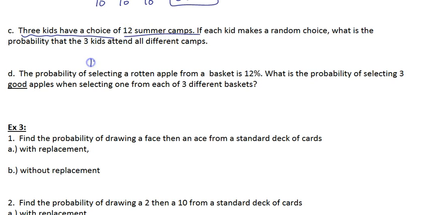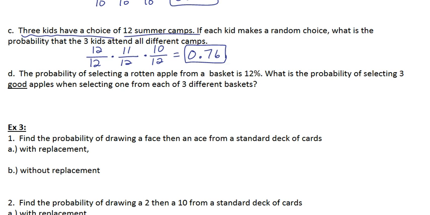All right, so there's 12 camps to choose from. The very first kid could pick all 12 of them. That's fine. There's still 12 to pick from, but now we want the second kid to only pick 11 of them because we want it to be different than the first kid. And the third kid only has 10 to pick from because 2 have already been chosen. So this one ends up being 0.76 for my probability.